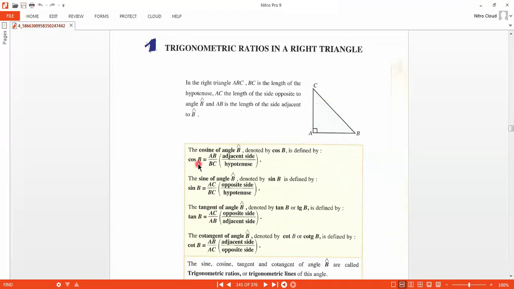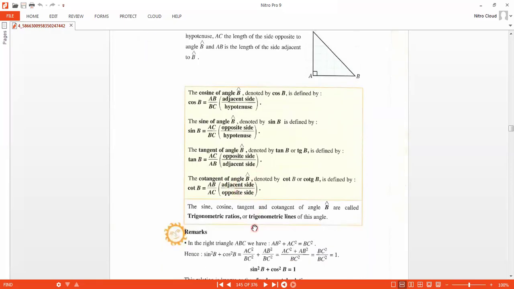Suppose we want to calculate the cosine of an angle B. Cosine is the adjacent over the hypotenuse. What's the adjacent of angle B? It's AB. So it's AB over the hypotenuse, which is BC. So every time you need to calculate the cosine of an angle, it's the adjacent over the hypotenuse. What if you have sine? Sine is the opposite over the hypotenuse. What if we have tangent? The tangent is the opposite over adjacent, and the cotangent is the inverse of tangent, which is adjacent over opposite.